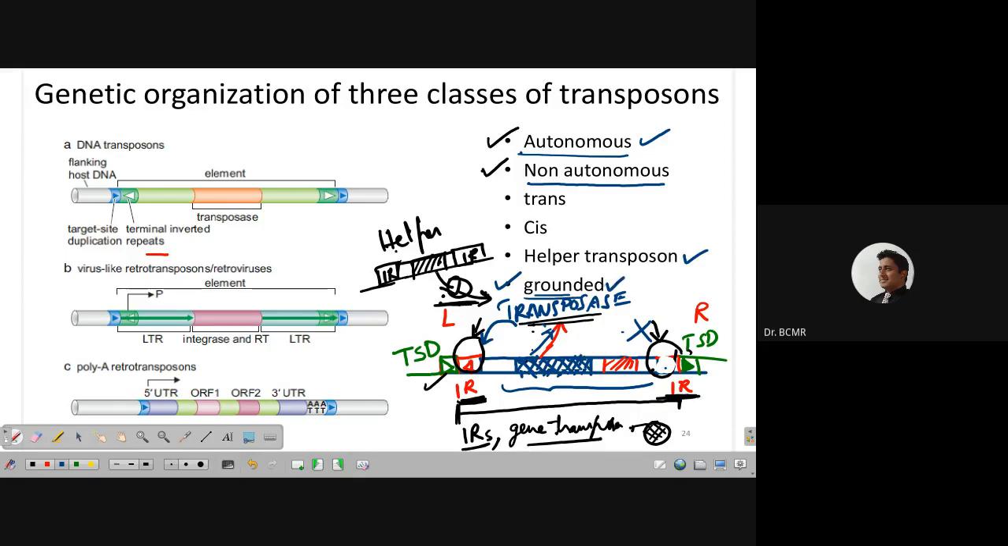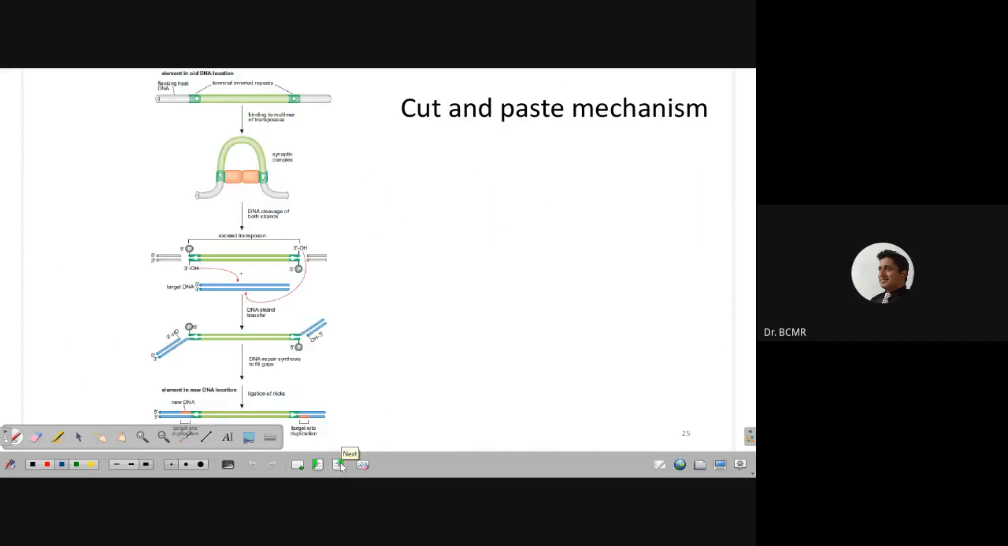It's like a flight, it can fly and go around and so on. But assume that one of its wings is broken when it is on the ground. It can never fly again, and then you will say it is grounded, right? The same way, these are also referred to as grounded because one or both of the terminal repeats are mutated. Okay.